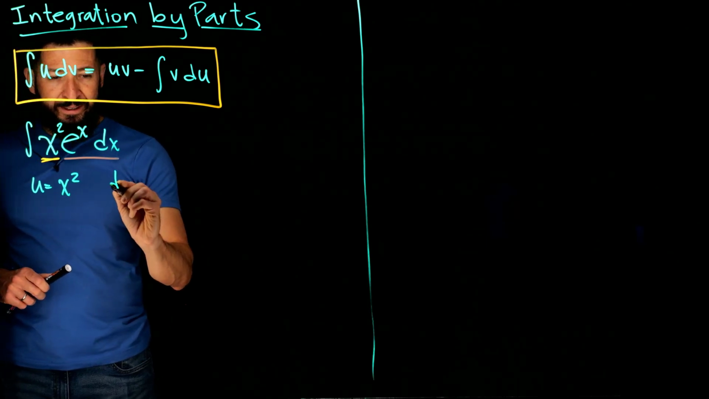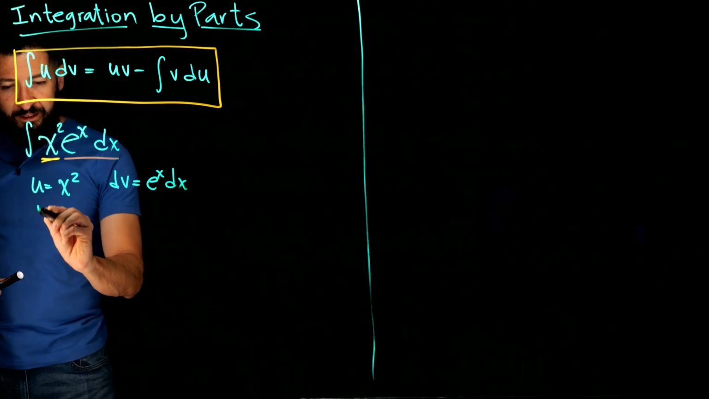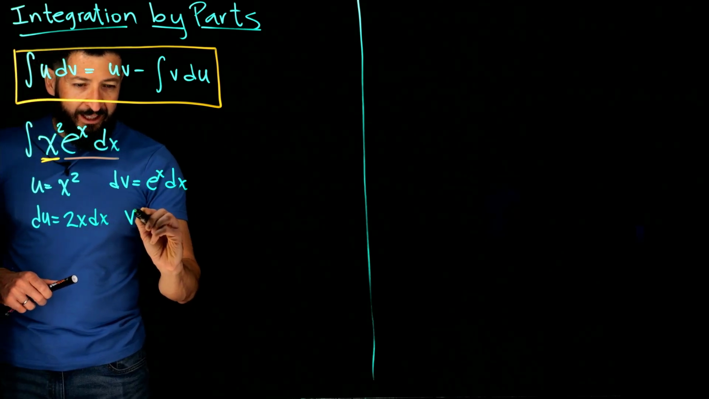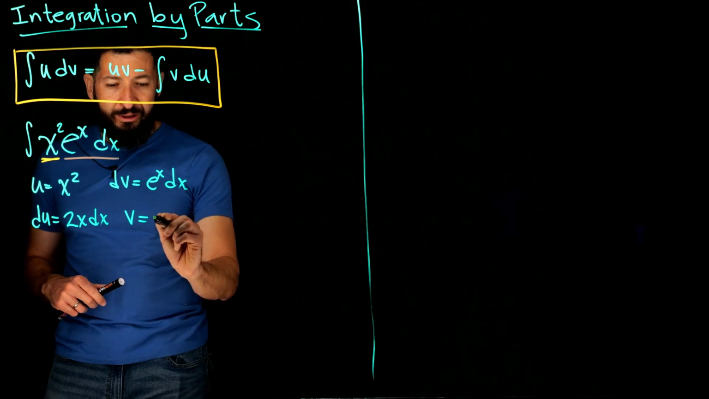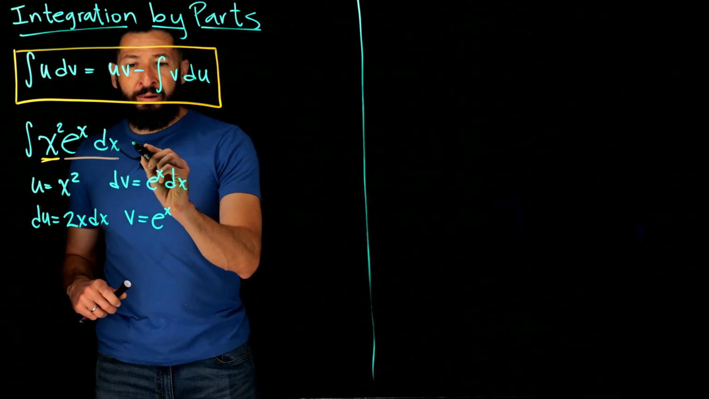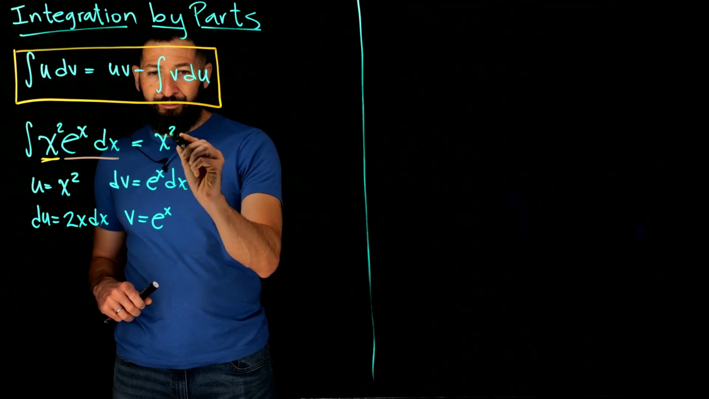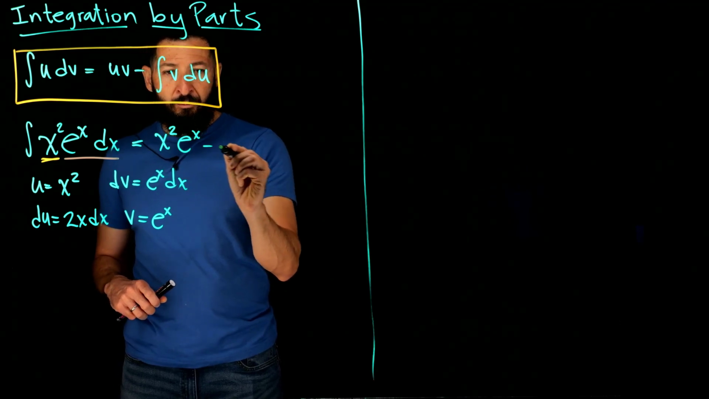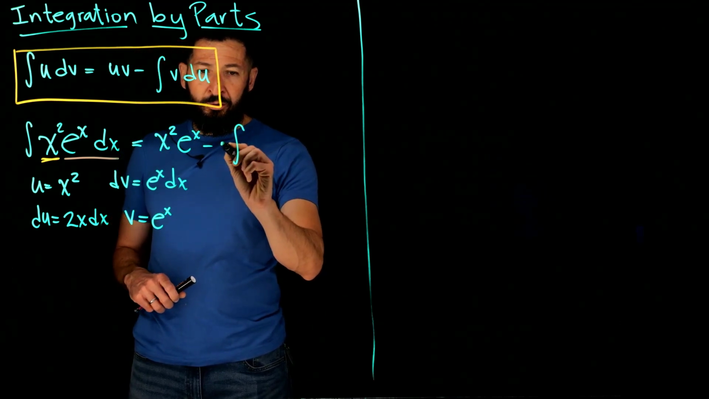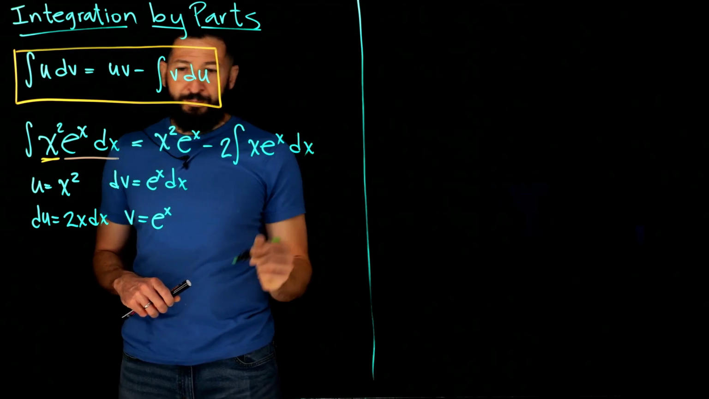And then I'm going to pick dv to be the rest. Now du, 2x dx, v, I have to integrate, but the integral of the exponential is the exponential itself. So I get that, and I can plug it in using my formula. uv, x squared e to the x, minus the integral of v du. So 2x e to the x dx.